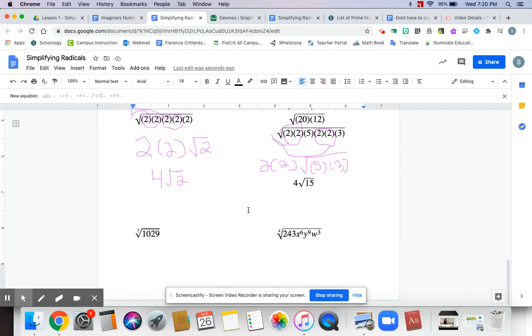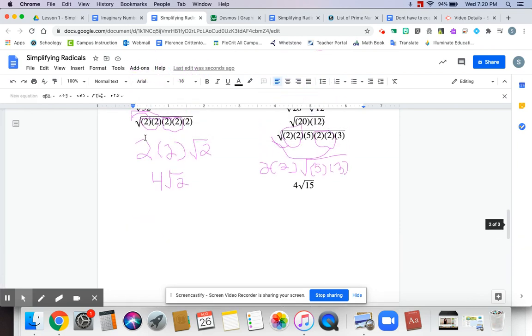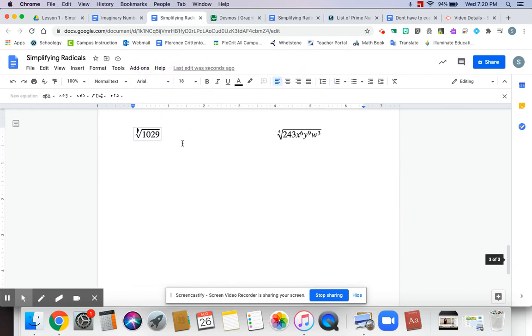All right, so the next two make it a little bit harder because they're not square roots. This one's a cube root because there's a little 3 right here, versus these were all square roots because there is no number right there, and we assume it to be the 2. This one's a cube root.